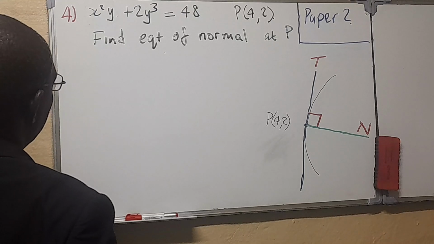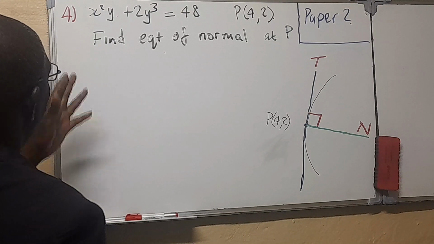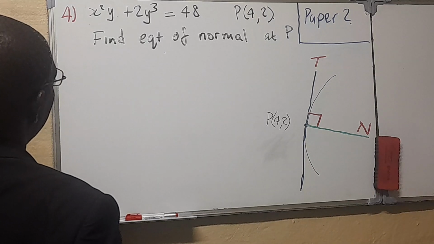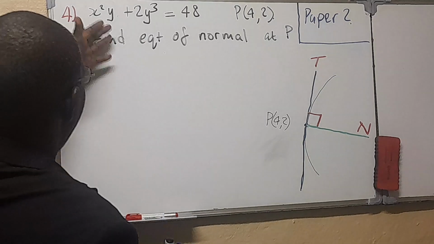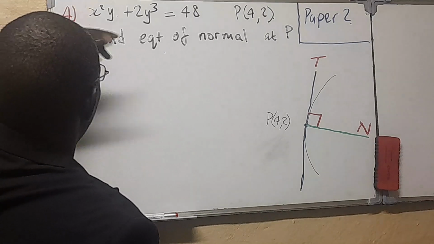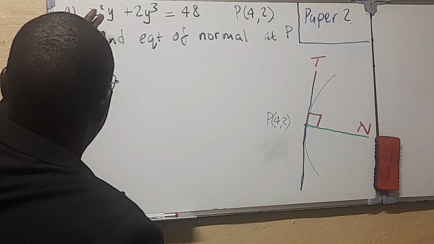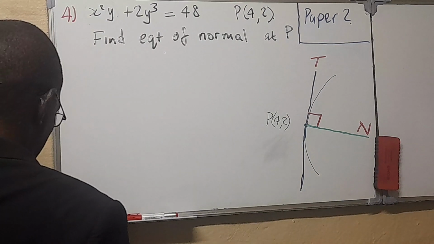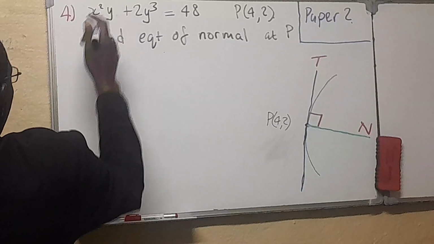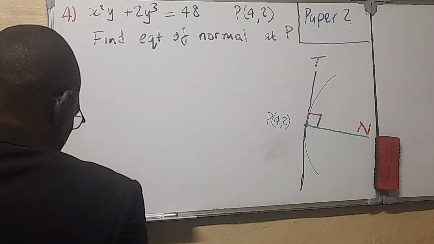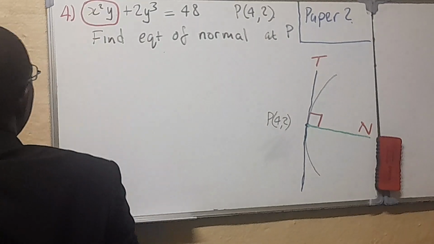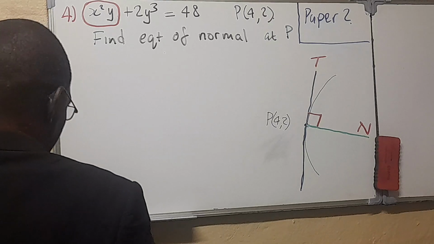Obviously, this is implicit differentiation because our equation is not given explicitly in terms of x and y. In other words, y is not explicitly expressed in terms of x. It's not a direct relationship, it's implied. And so therefore we have to use implicit differentiation. And it goes like this. Of course, we can see that here we have a product. And whenever we have a product, what does that remind us of? It reminds us of the product rule.